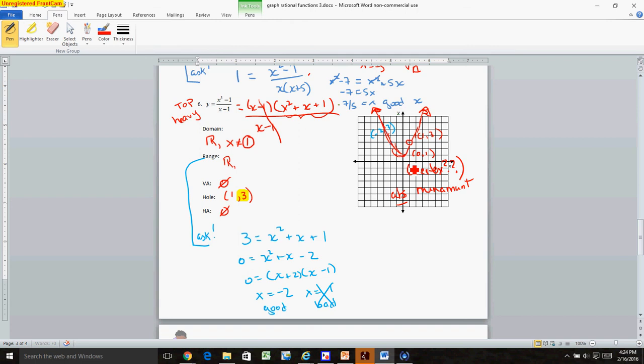Use your calculator to find it, or negative b over 2a, right? The x-coordinate of the vertex is negative 1 over 2 times 1, right? Negative b over 2a, which is negative 1/2. Plug in negative 1/2. The y-coordinate of the vertex is negative 1/2 squared plus 1/2 plus 1, which is 1/4 plus 2/4 plus 4/4, which is 7/4.